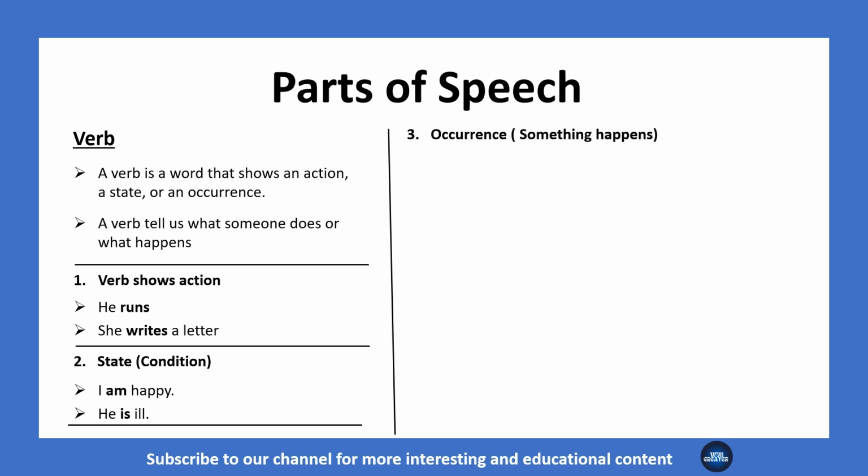It is time for verbs showing occurrence. A verb may also indicate that something happens, develops, or takes place. This is called occurrence. Here we have an example. The baby grew fast. The word grew is the verb. It shows a process of development that happened over time. The baby did not actively perform an action, rather, growth occurred.